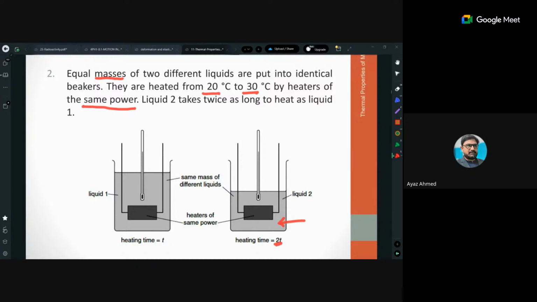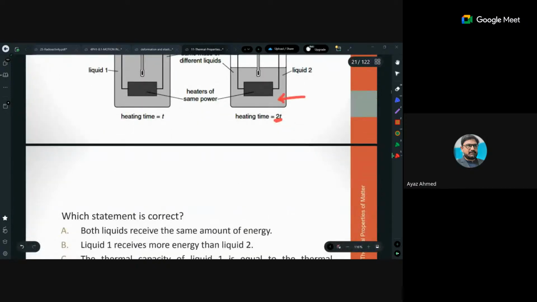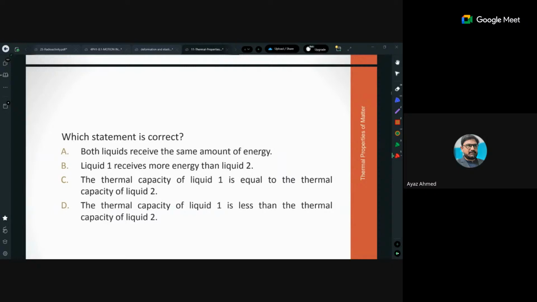Remember one thing, this is a very interesting and intelligent question. Liquid 2 takes more time. So the question is, do they take the same amount of energy? No. Energy is equal to power into time. They have the same power, but heater 2 is taking twice the time. That means it is utilizing twice the energy. So this is incorrect. Liquid 1 receives more energy than liquid 2.